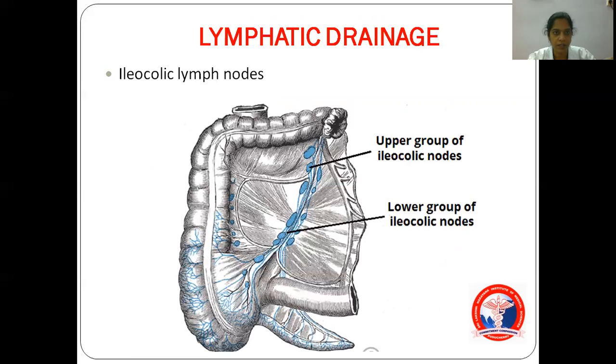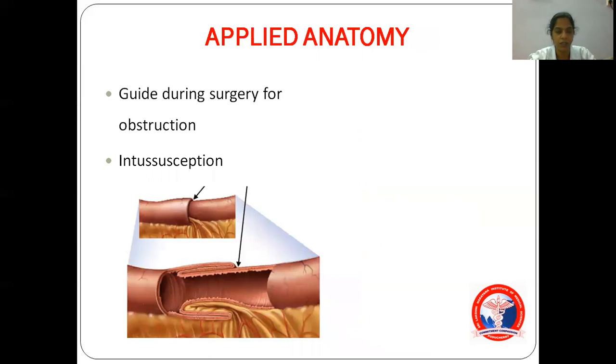The next one is the lymphatic drainage. Okay, so when you see, we have the group of lymph nodes near the ileum and cecum. We have ileocolic lymph nodes near the cecum and colon. They are arranged in two groups, upper group and lower group. So these ileocolic lymph nodes, upper group and lower group, drain the cecum. Okay, so this is about the lymphatic drainage of the cecum.